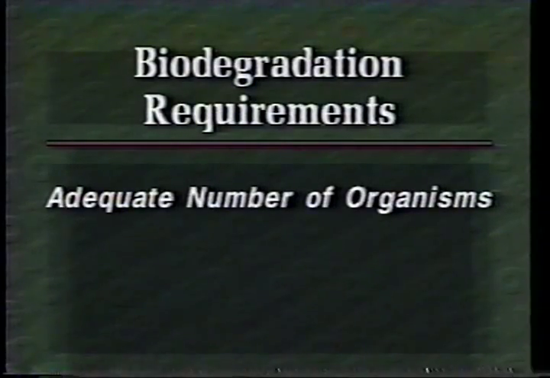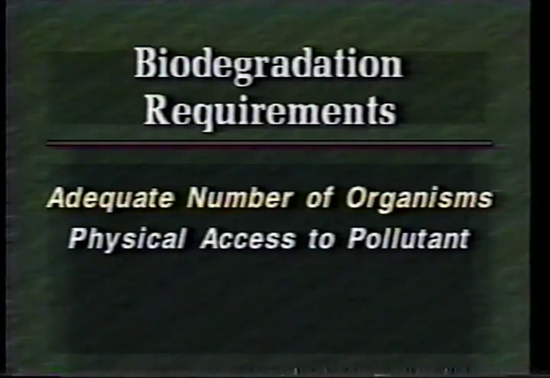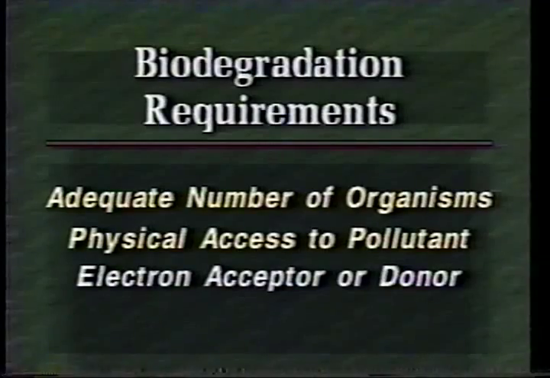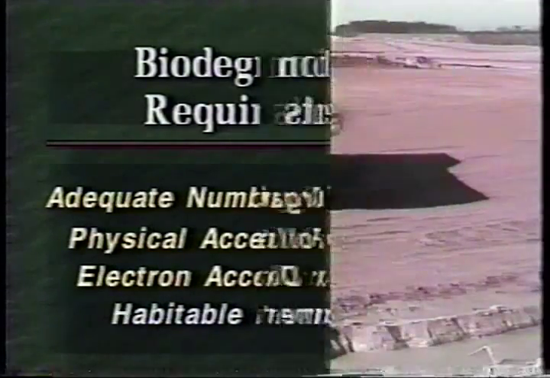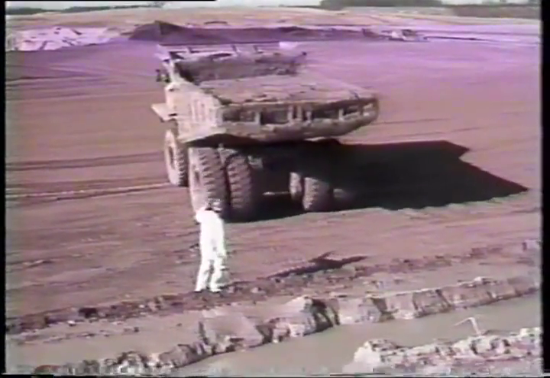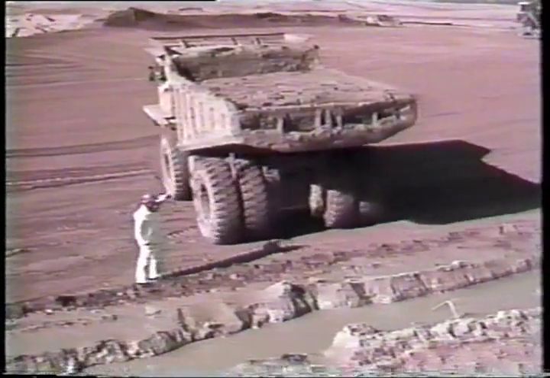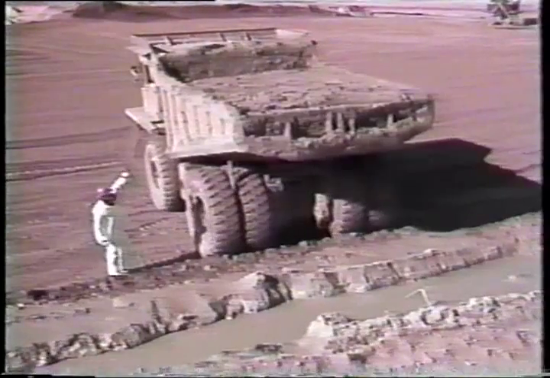First, there must be an adequate number of organisms with a metabolic capability to degrade the particular chemical pollutant. Second, the organism must have physical access to the chemical pollutant. Third, there needs to be another chemical known as an electron acceptor or donor, which enables the metabolic capability of the organism. And the fourth component is that the environment must be habitable for the organism. This means that it must not be too toxic to the organism and that other conditions such as adequate nutrient levels must be met. Let's examine each of these four requirements more closely.